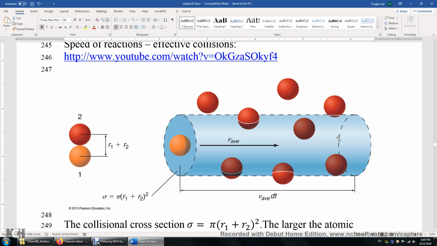But then how can we count it? Well, first, if we know the density of those red spheres in the reaction container, then we can calculate the volume of the cylinder. The volume of the cylinder times the number density of the red spheres will give us the number of these red spheres with its center inside the cylinder.